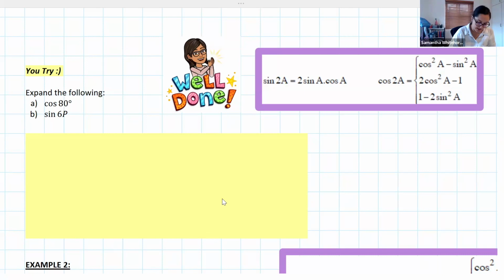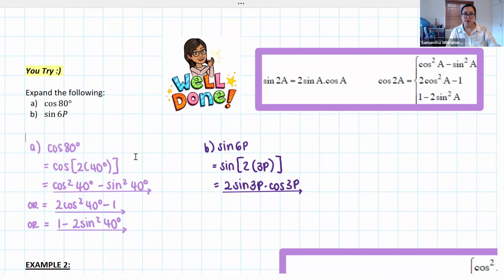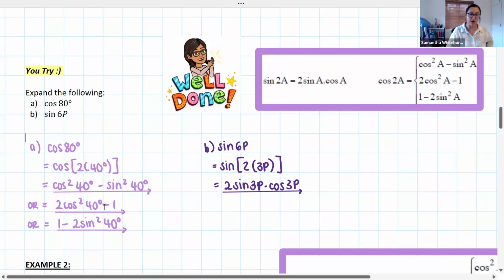Okay, lovely children, let's have a look. All right, so the first one was the cos identity. Cos 80 as a double angle, we would have doubled the angle 40. So that's the original angle we're working with. I don't care whether you say cos squared 40 minus sine squared 40, 2 cos squared 40 minus 1, or 1 minus 2 sine squared 40. I don't care. As long as you've got one of those three answers, I'm happy.